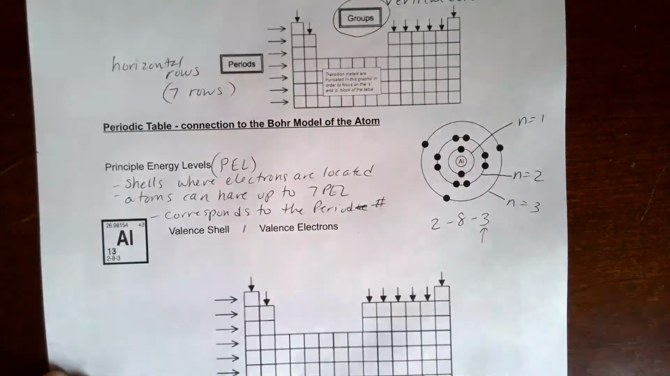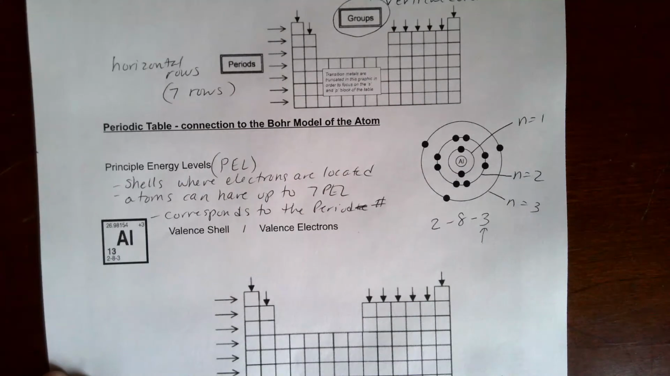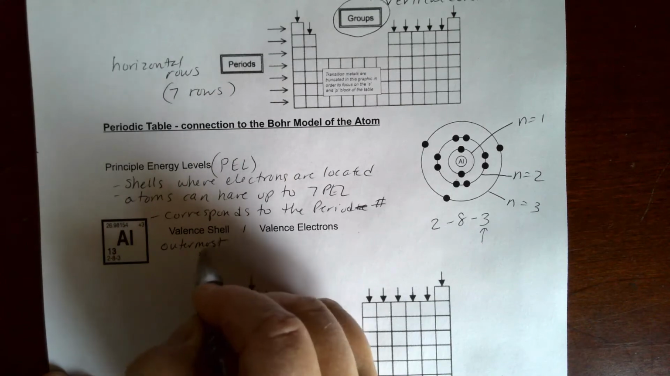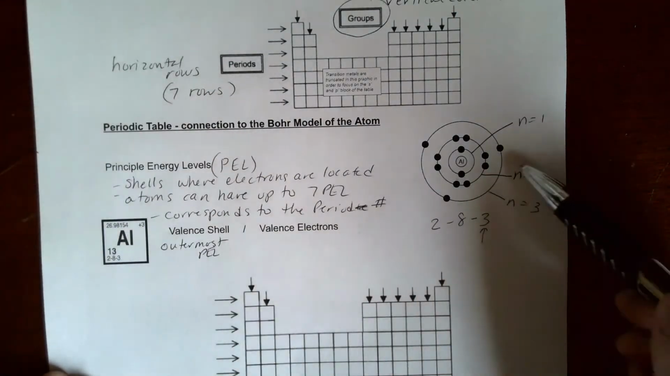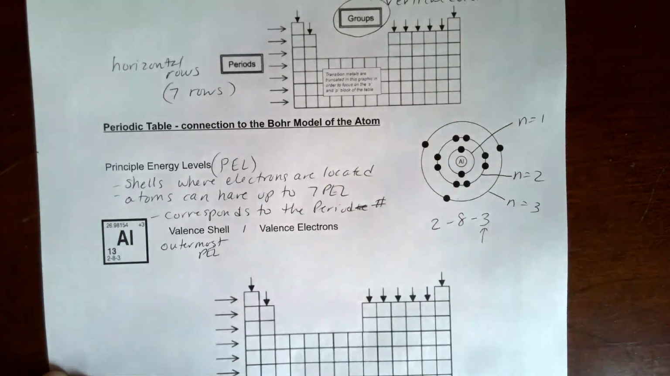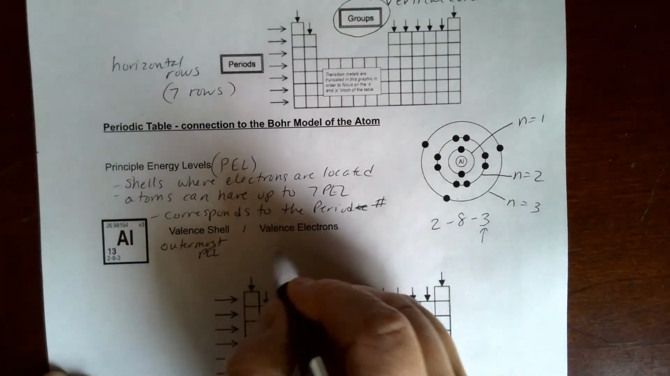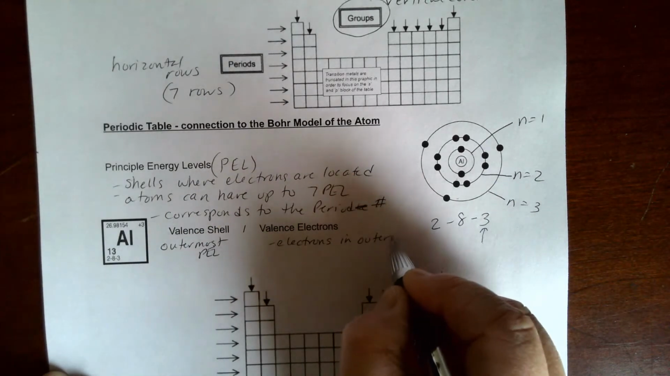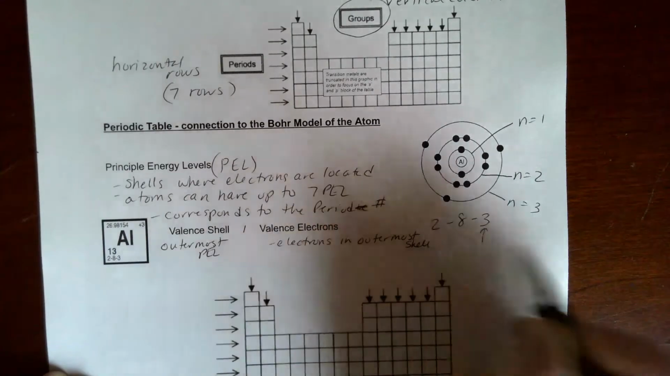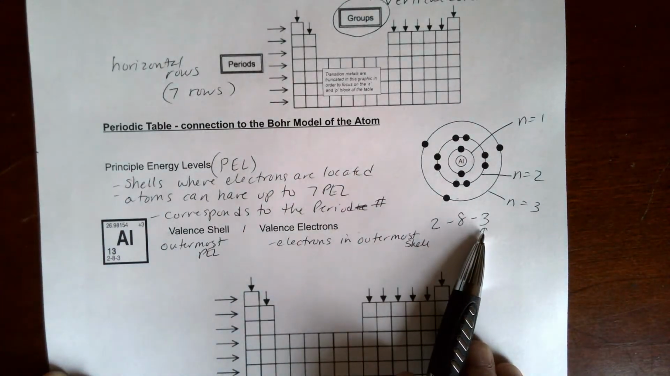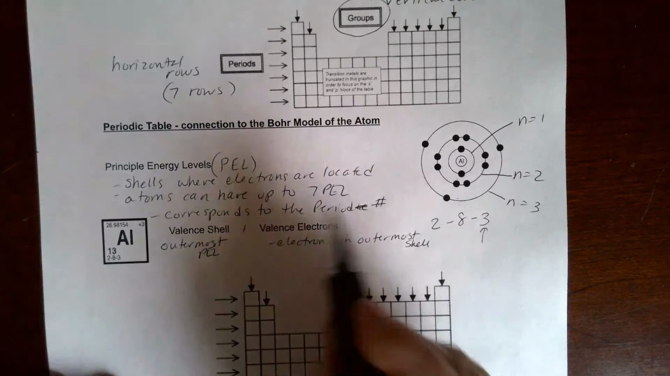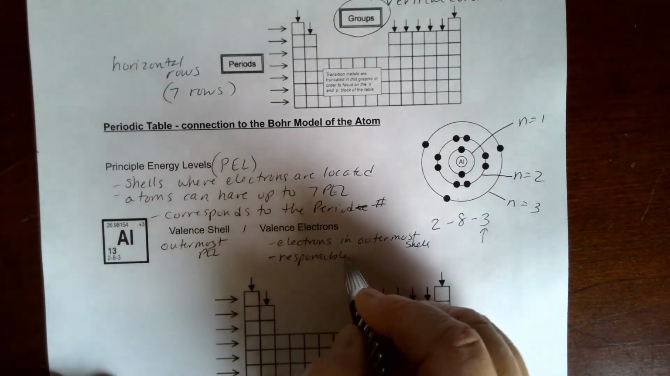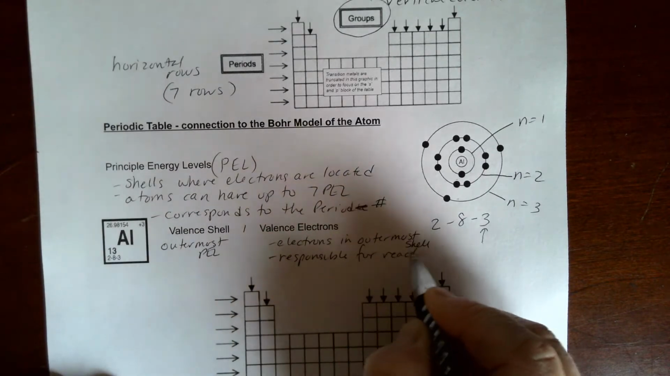The outermost number represents the electrons that are in the valence shell. So the valence shell is the outermost PEL, right? And so this n equals 3 is the outermost valence shell. Valence electrons are the electrons in the outermost shell. So in this example here, there are 3 valence electrons. What's special about valence electrons? They are responsible for the reactivity of atoms.